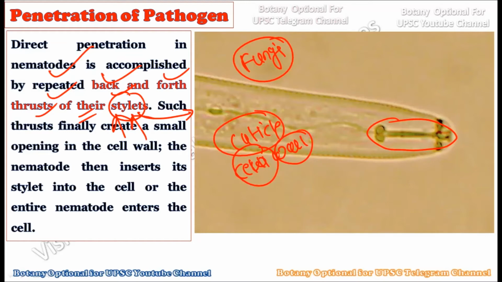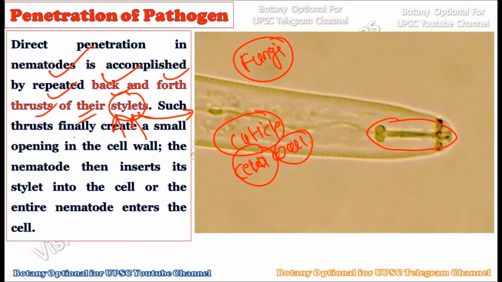Now this stylet is a very important structure for the nematode, because it is going to create the hole within the plant body. Once it creates the hole by breaking the cuticle and the cell wall, they can readily enter within the plant body. So you can say, as compared to the fungi, the nematode finds it very easy, because they possess a very simple structure called the stylet, and they just have to give mechanical force, and after giving the mechanical force, they can break open the cells and enter easily.